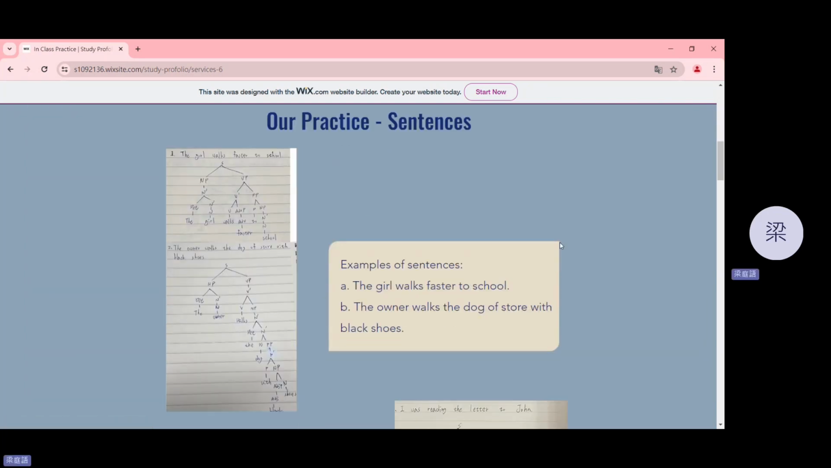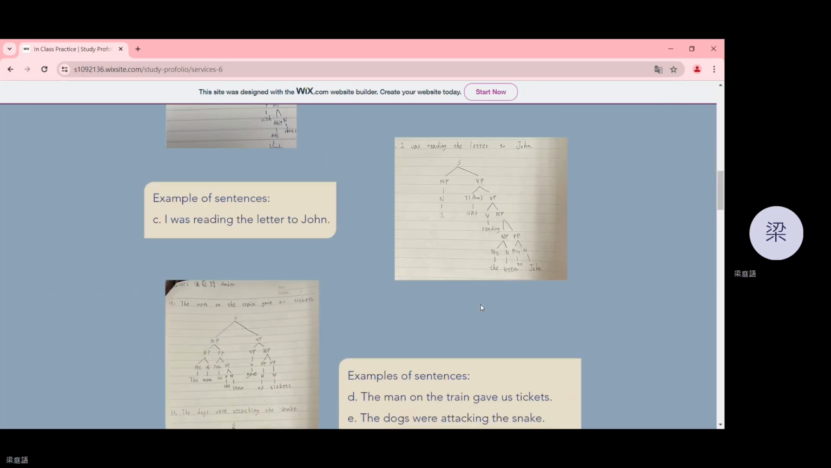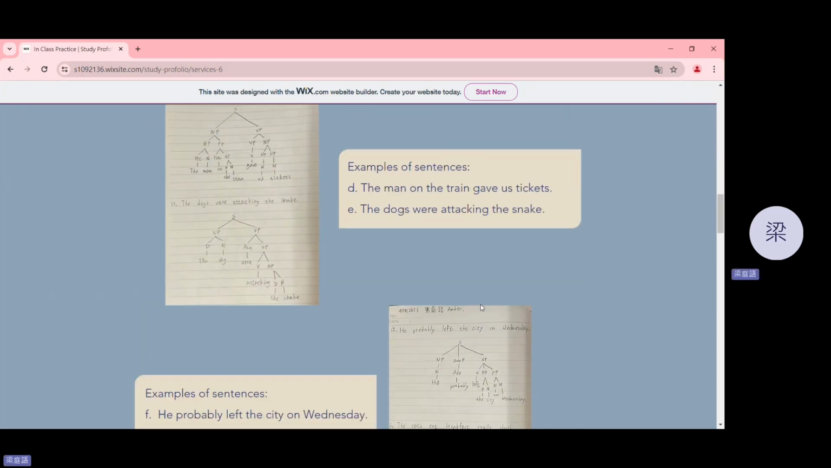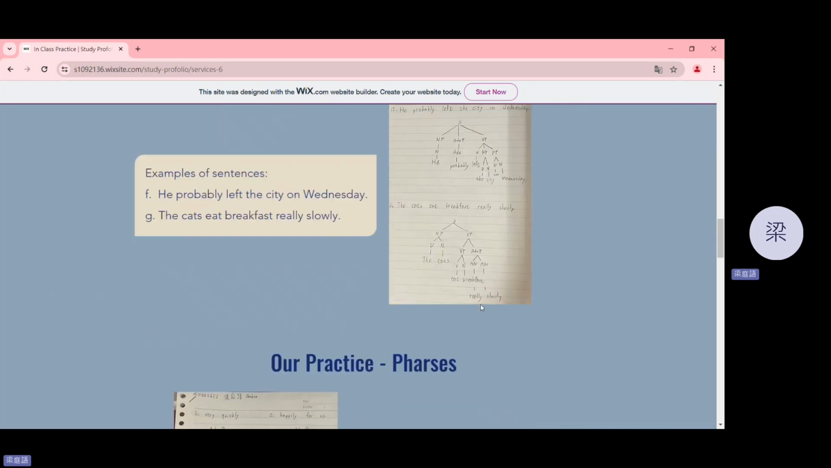These are examples of sentences such as A. The girl walks faster to school, and B. The owner walks the dog of store with black shoes. We analyzed their sentence structures, then put them into a syntactic tree diagram, as in the figure on the left side, and the following are all in the same pattern. They are all examples of sentences.